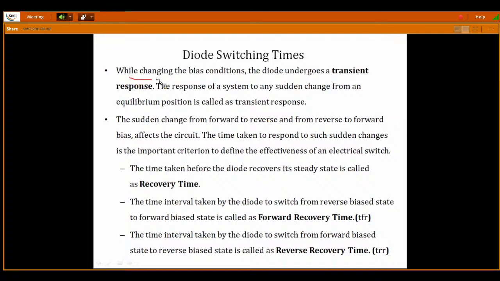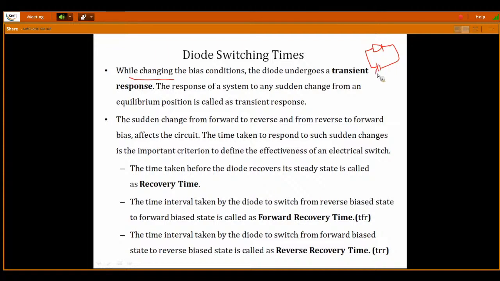Now, while changing the bias conditions, that means now this is my PN junction diode. Initially I applied a forward bias to the PN junction diode.